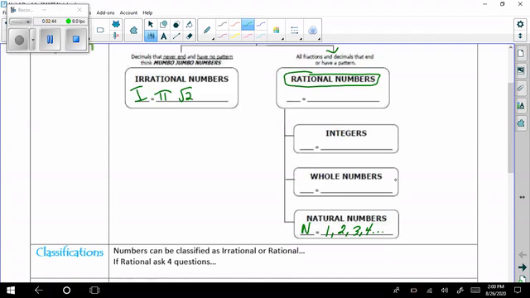Then we have whole numbers. Let's put whole numbers as a W. And W is going to be their whole numbers, but they're the natural numbers, including 0. So 0, 1, 2, 3, etc. And then we have integers. Integers, we're going to call those Z. And I don't know why they call them Z. They just call them Z.